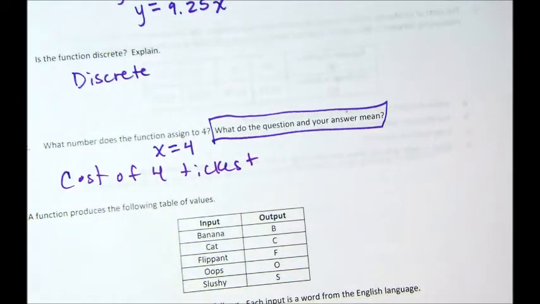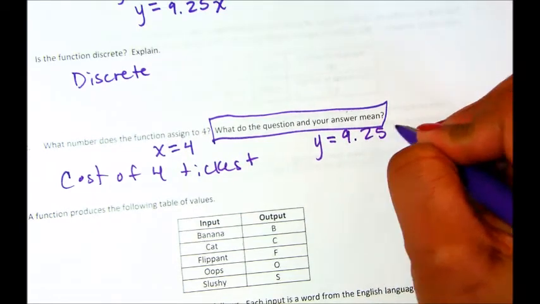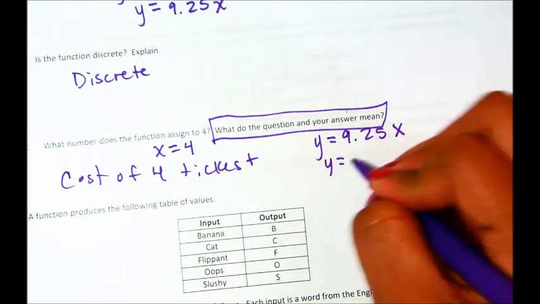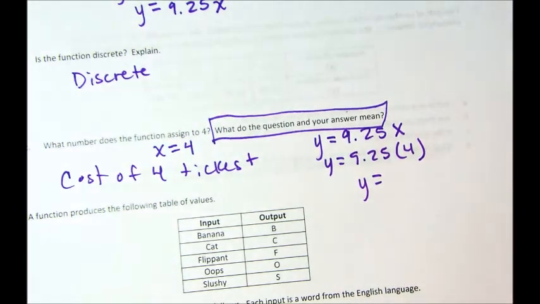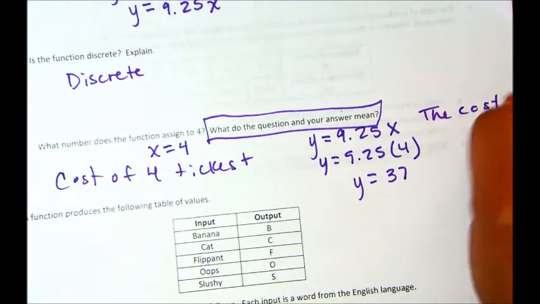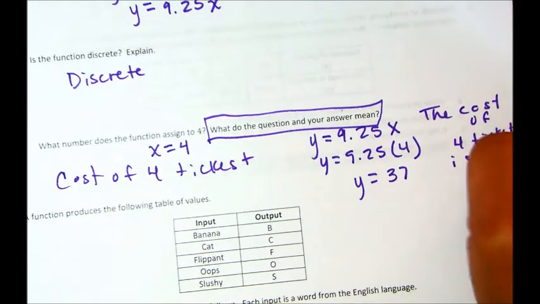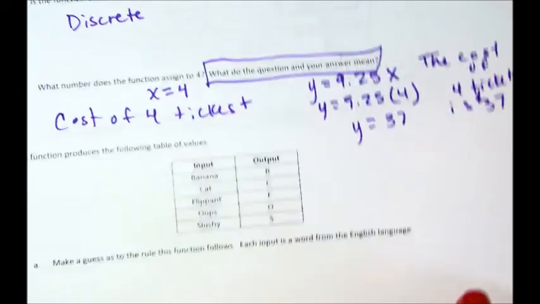When the function is used and I substitute my given value of 4, I find out that y is 37. Therefore, the problem assigns $37 to 4 tickets. The cost of 4 tickets is $37. Let's go to number 3.